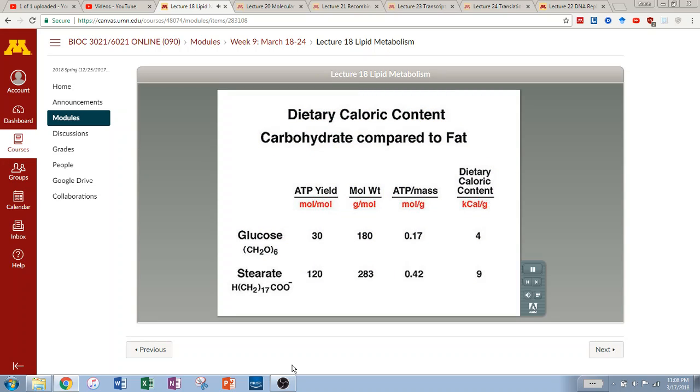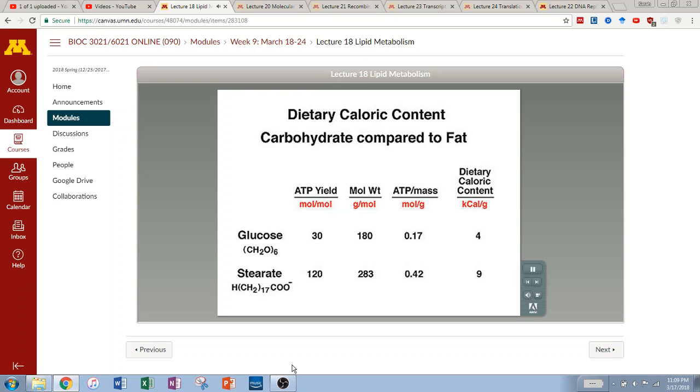Now you'll probably be asking another question, and if you don't ask, we'll ask it for you. That is, how do carbohydrates and fats compare as sources of energy? The answer is that fats are more energy-rich than carbohydrates. When we calculate the moles of ATP produced per gram, it turns out that glucose produces 0.17 mole per gram and stearate produces 0.42 mole per gram.